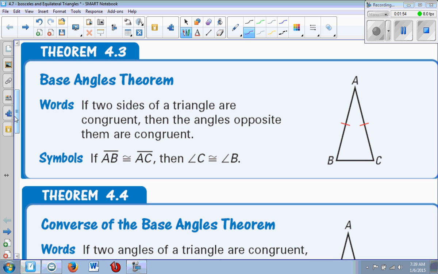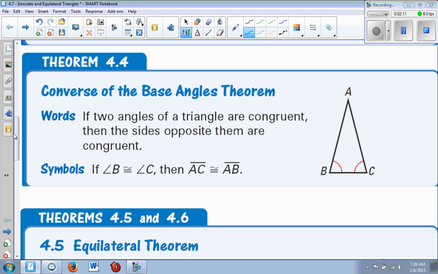The theorems down here below, the first one is called base angles theorem. It's what we just talked about above. If we have two congruent sides of an isosceles triangle, that automatically means that the two angles at its base are congruent. In this case, angles B and C. The converse of base angles theorem says the exact opposite. If you've got two congruent base angles in a triangle, that automatically means that the sides opposite are congruent, making it an isosceles triangle.